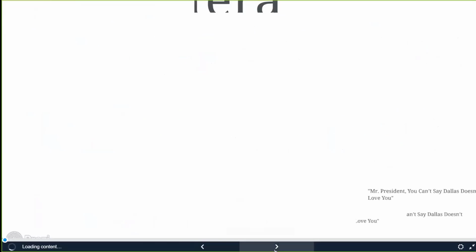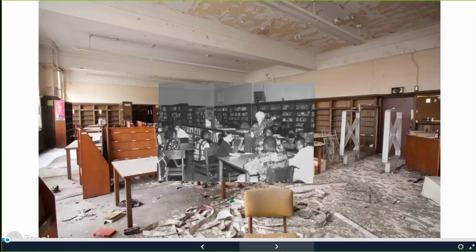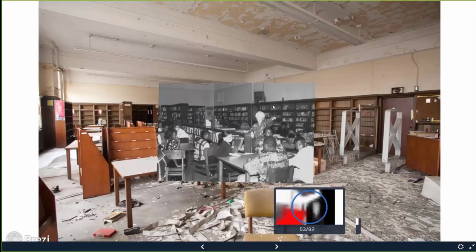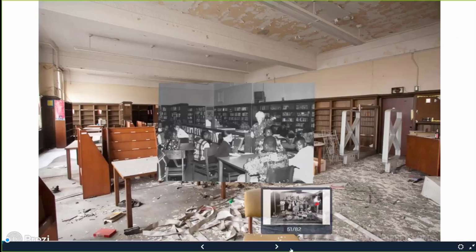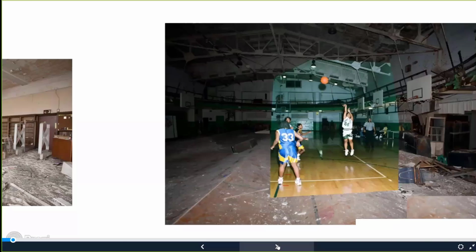So let's just walk through some pictures. This is an old picture. They started doing this: they take an old abandoned building, and then they take one of the old pictures, and they do something like that. Very cool. Look at these pictures right here.